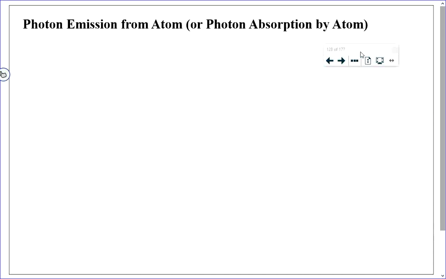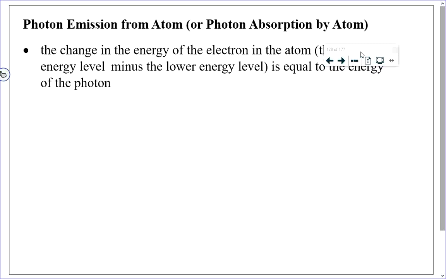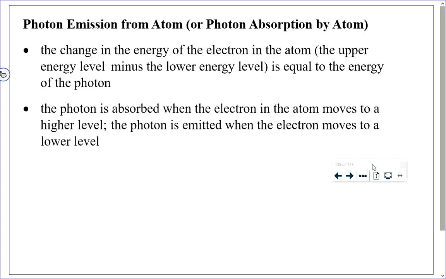Whenever you're dealing with electron transitions in atoms, where you have an energy level diagram and an atom that makes a transition, the change in energy of the electron in the atom, which is always the upper energy level minus the lower energy level, will be equal to the energy of the photon. This is conservation of energy.